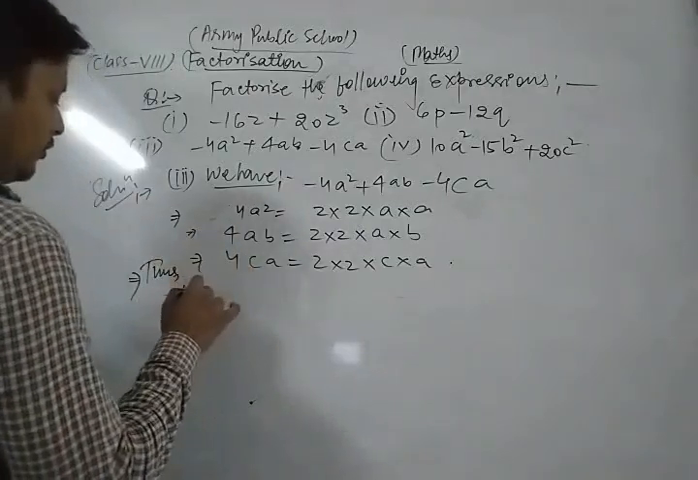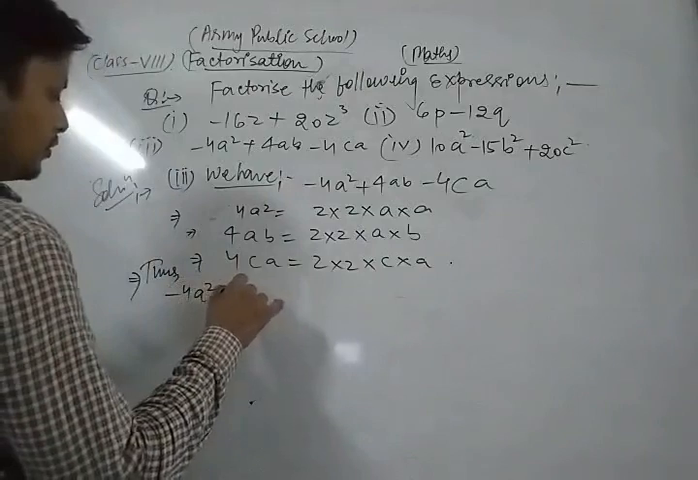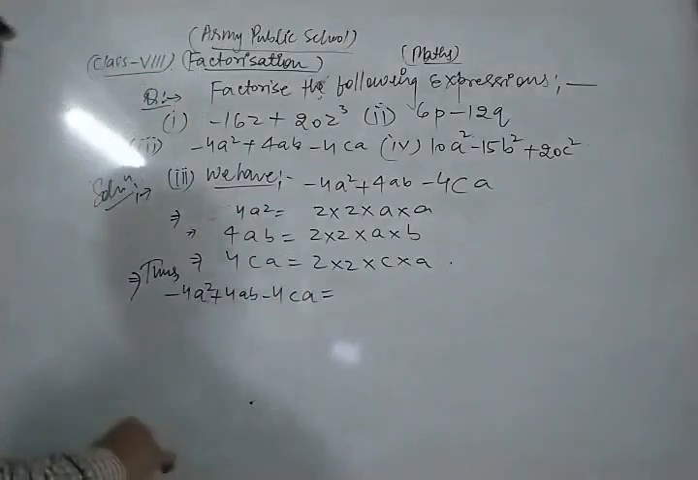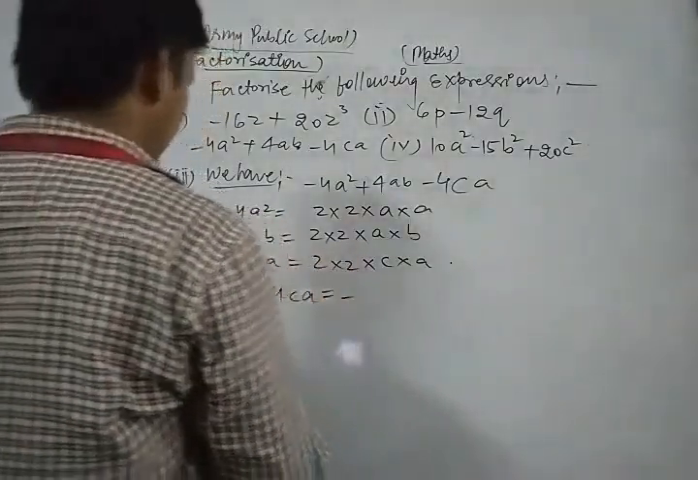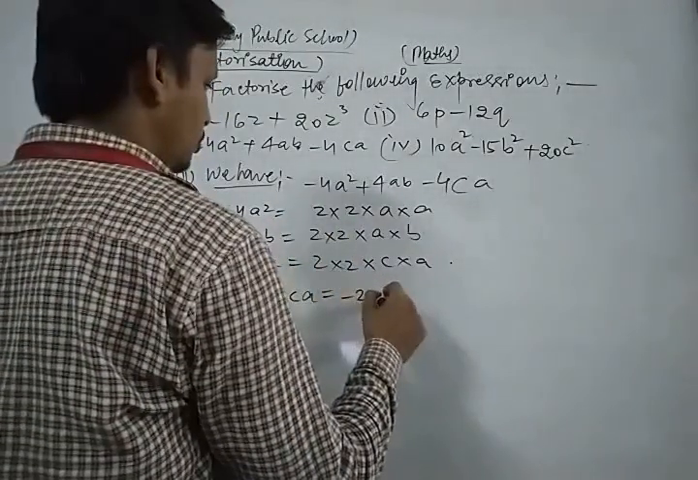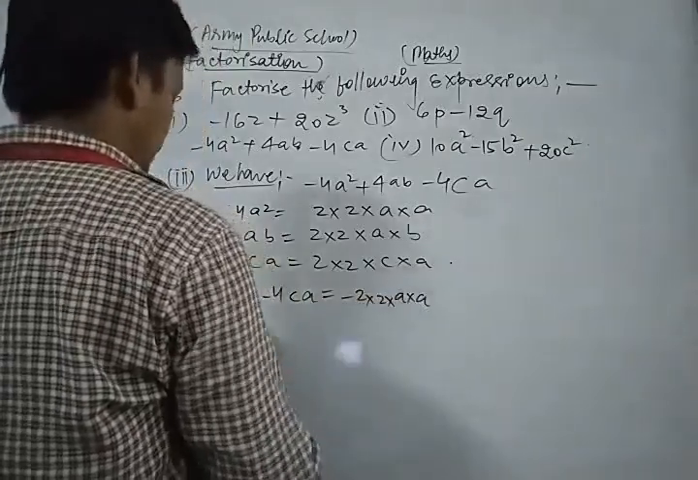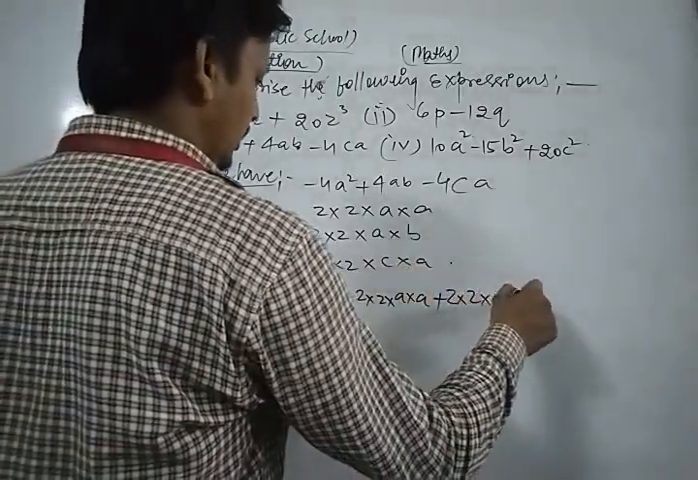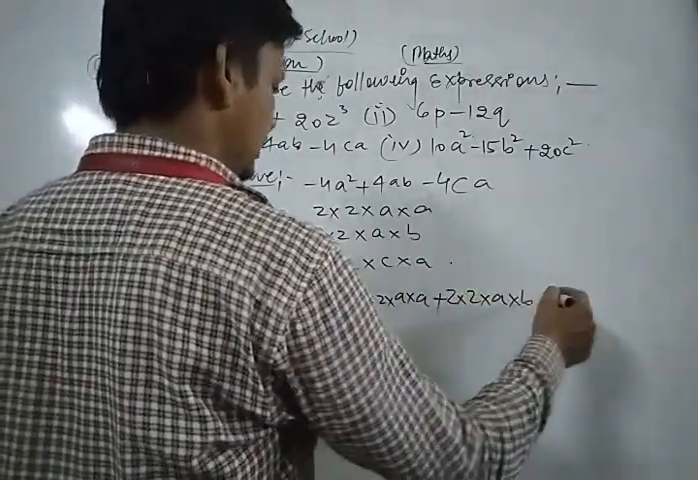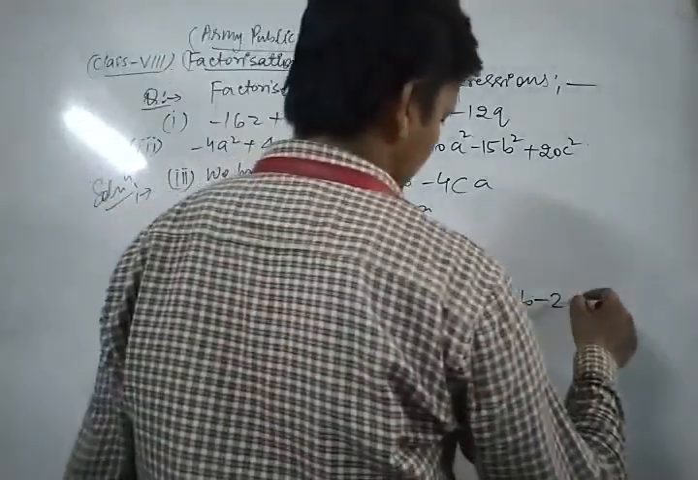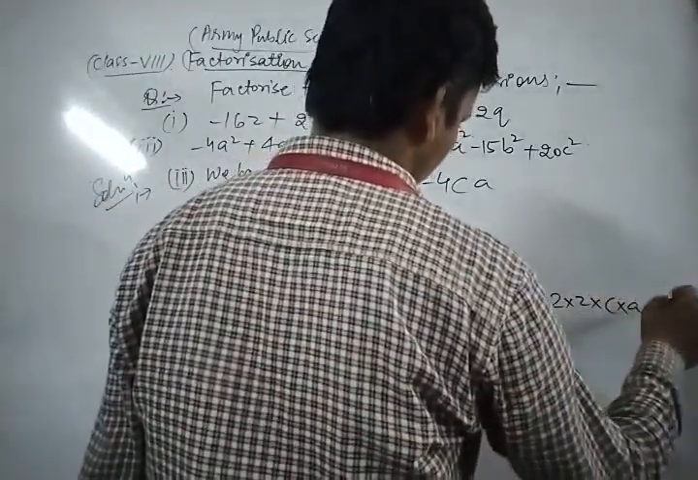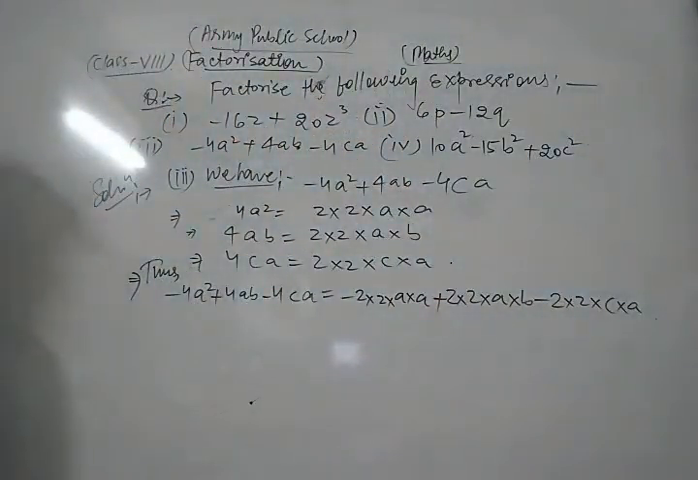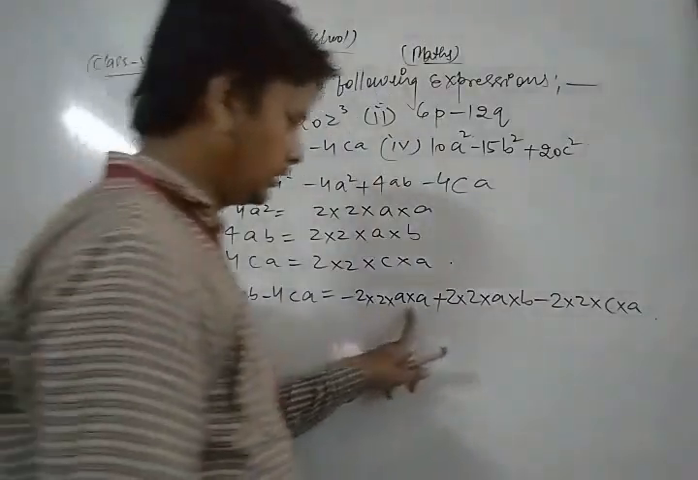Thus the value of minus 4a square plus 4ab minus 4ca is equal to: minus we write as it is, 4a square we can write as 2 into 2 into a into a. Now plus as it is, 4ab we can write as 2 into 2 into a into b. Now minus as it is, 4ca we can write as 2 into 2 into c into a.